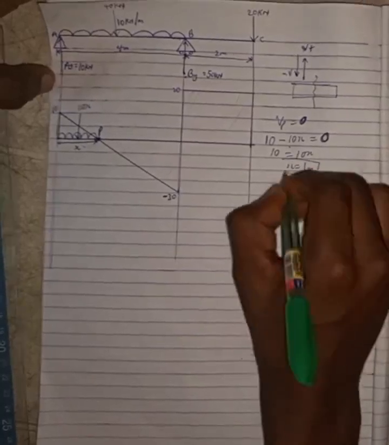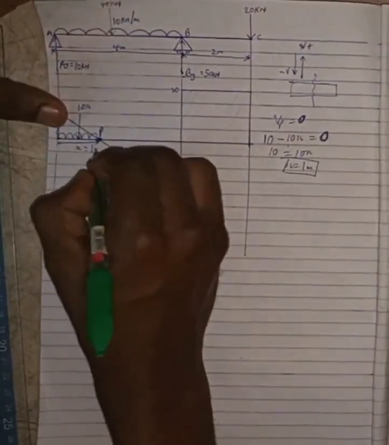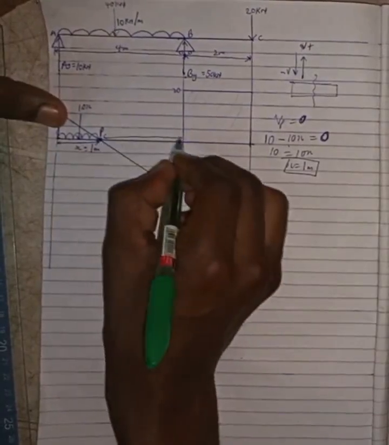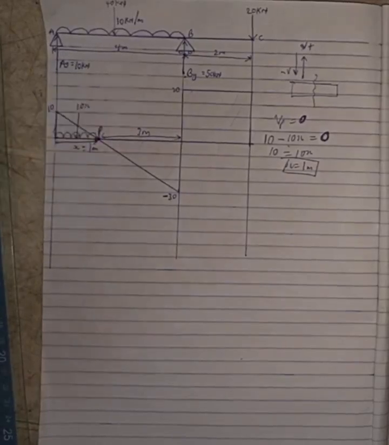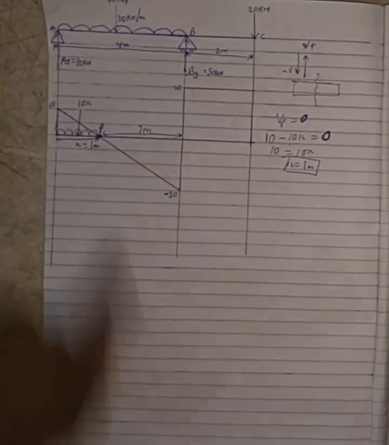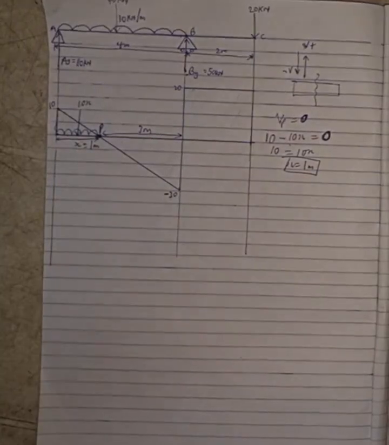1 meter. So the distance from here to here is 1 meter. It means that the remaining one here is 3 meters. So this is the point where the shear force is equal to 0, at x equals 1 meter, and that's where you have the maximum bending moment. So that's that for this.